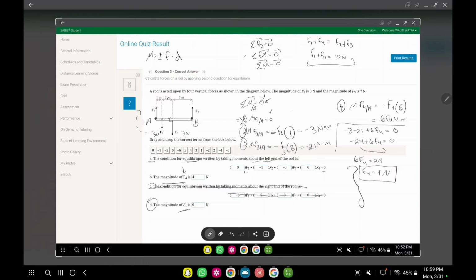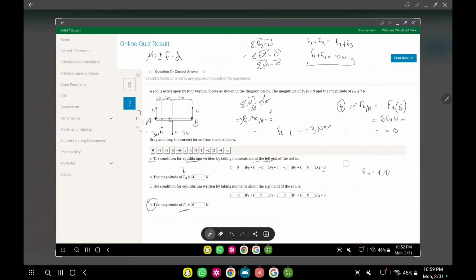Anyways, you can just do 10 minus 4, you get 6, but they want us to do it from the right, so we have no choice but to start from the right. This is how you practice. This is how you learn, by practicing. Okay, let's take now the moments around the right end. So we're taking the moments around B.